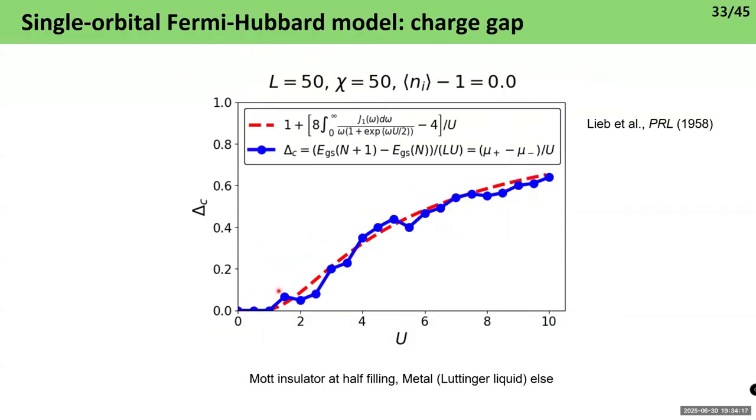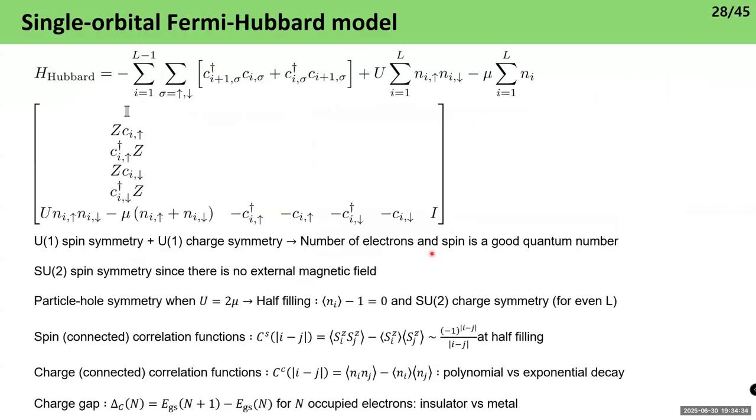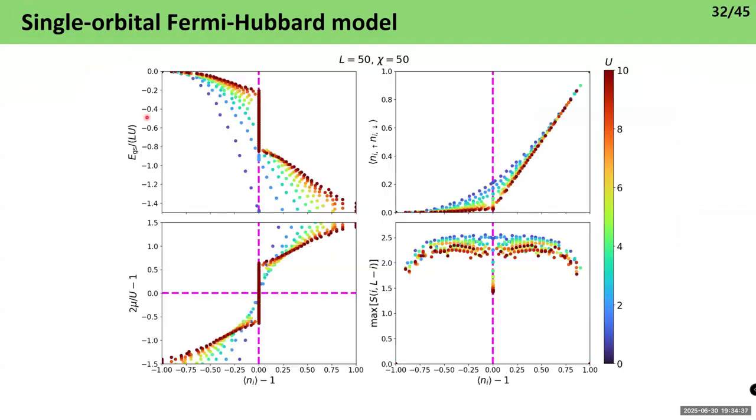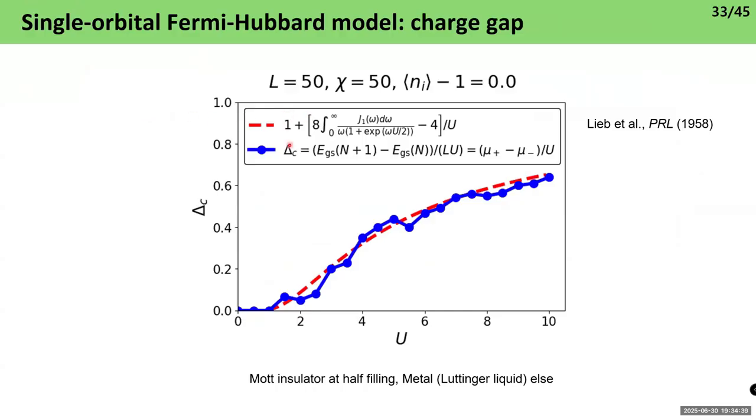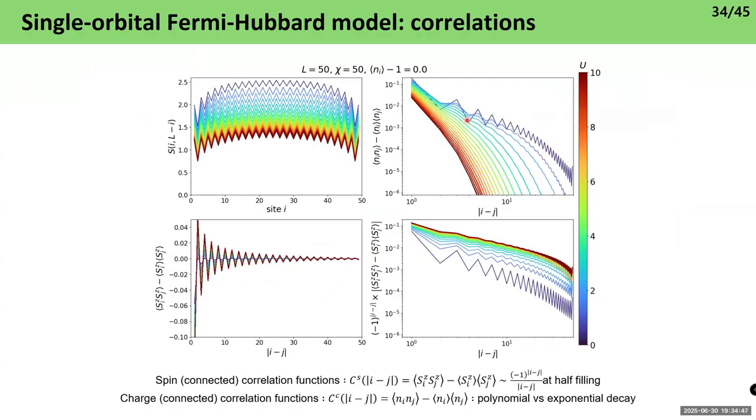For one-dimensional Fermi-Hubbard models, this is a theoretical result published in this PRL paper. By using DMRG, we can exactly compute the charge gap numerically. While this Fermi-Hubbard Hamiltonian may seem trivial, this result is very non-trivial, but we can still exactly calculate it by using tensor networks.